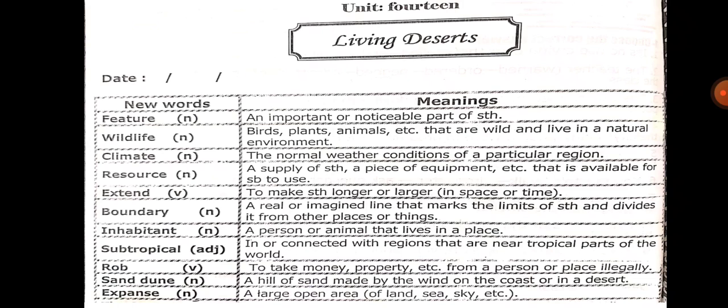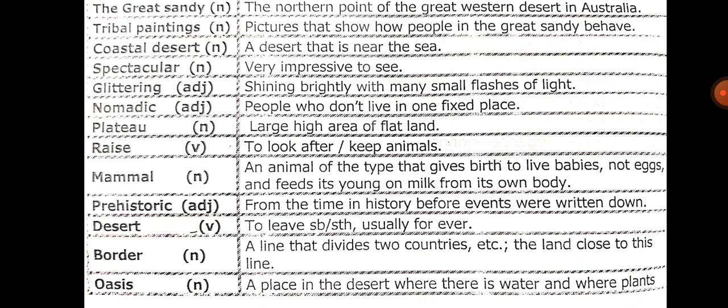Rob, to take money, property from a person or place illegally. Sand dune, a hill of sand made by the wind on the coast or in a desert. Expanse, a large open area of land, sea, or sky. The Great Sandy, the northern point of the Great Western Desert in Australia. Tribal paintings, pictures that show how people in the Great Sandy behave.